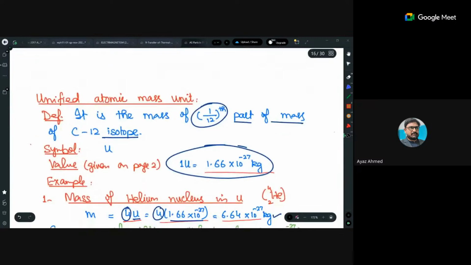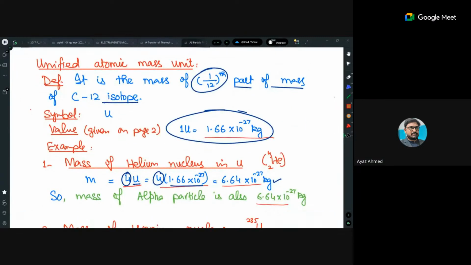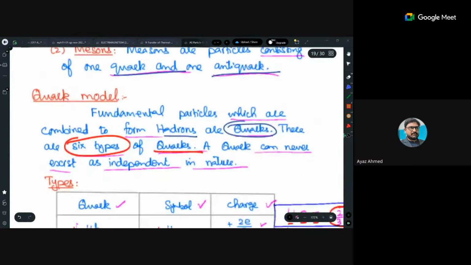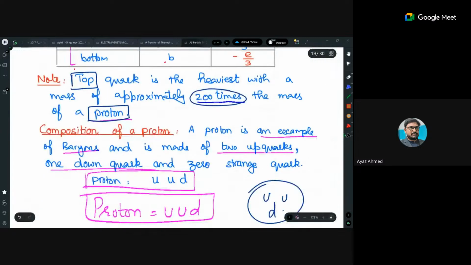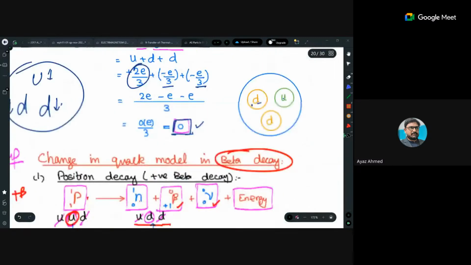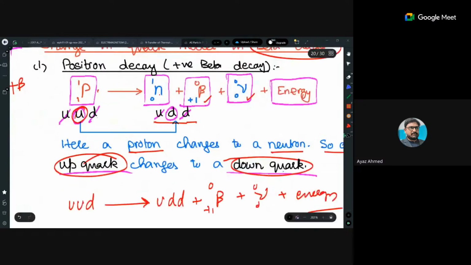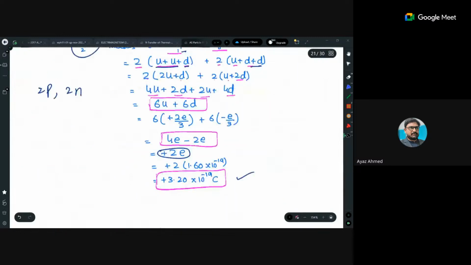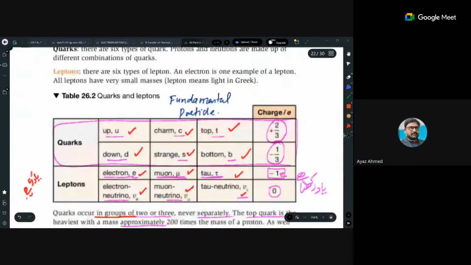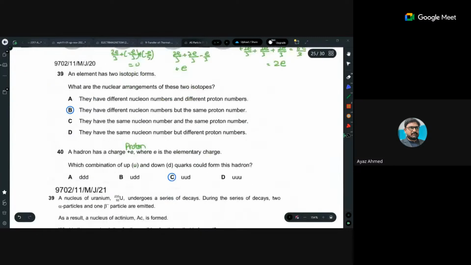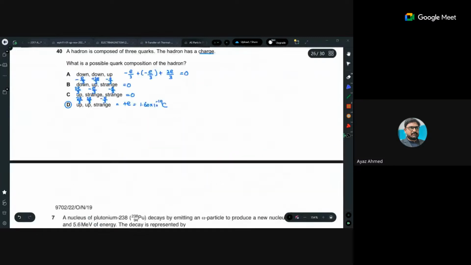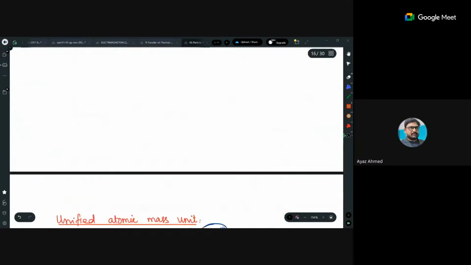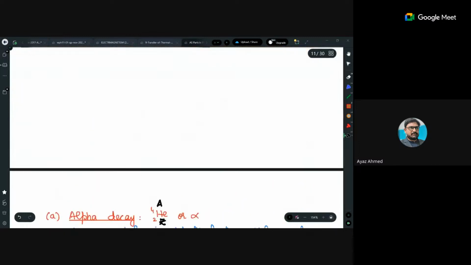Yeah, this one. Okay, just a second. This one, the part 2. Okay, check this one out. Quarks, up, down. So this is basically a discussion we have to make. Got it? Yes.